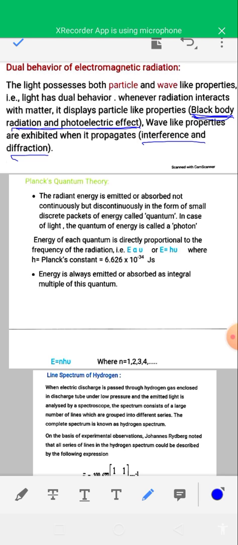Okay, so light has dual nature, that is wave nature and particle nature. Now see Planck quantum theory. In this theory, the particle nature of light is taken.